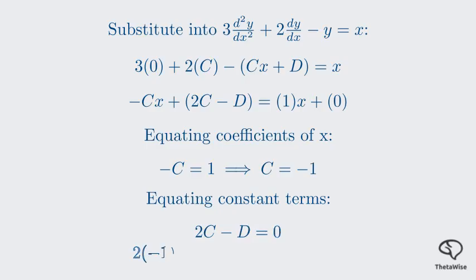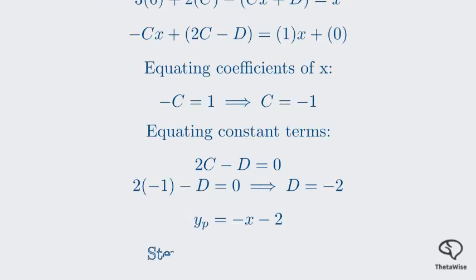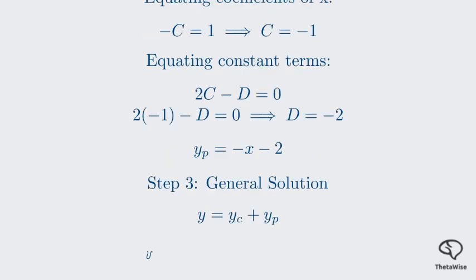Since we know c is negative 1, we can solve for d. 2 times negative 1 minus d equals 0, which gives d equals negative 2. So, our particular integral is y_p equals negative x minus 2. The general solution is the sum, y equals ae^(1/3 x) plus be^(-x) minus 2. Once again, our solution matches the memo exactly. This problem perfectly illustrates why you must include all lower degree terms in your trial particular integral.